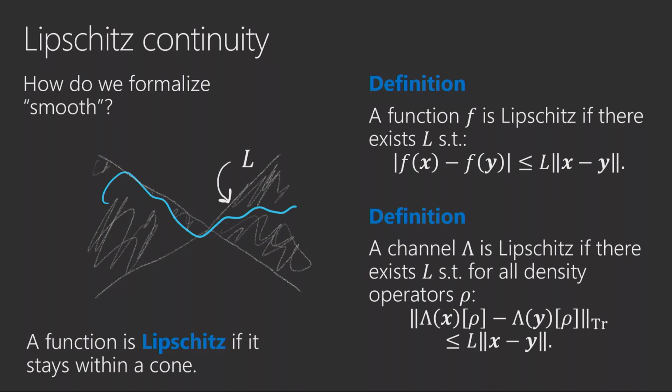This definition extends nicely to channels if I use the notion of distinguishability. So here I'll say that a channel is Lipschitz if for all density operators, it doesn't make that density operator very much more distinguishable. I can't distinguish the action of that channel on that density operator very much. So in particular, the trace norm between that channel at some control parameters and that channel on a different set of control parameters acting on the same density operator can't be larger than some constant times the distance between those control parameters.